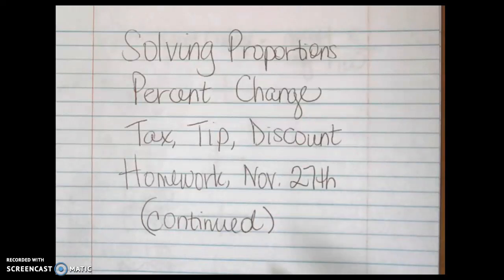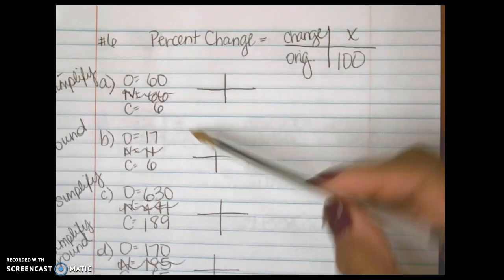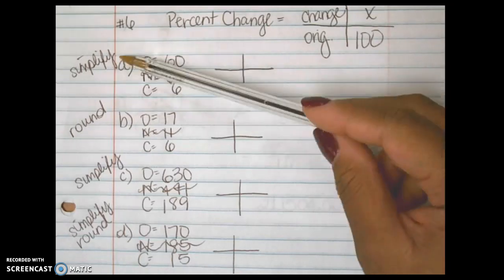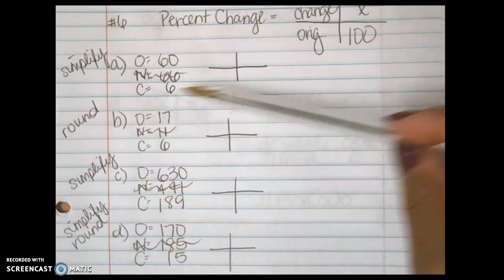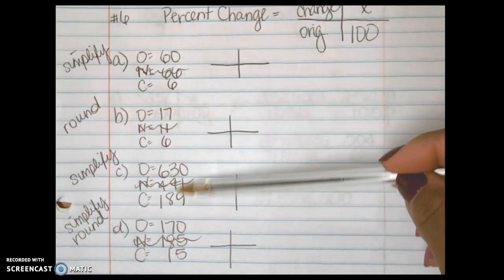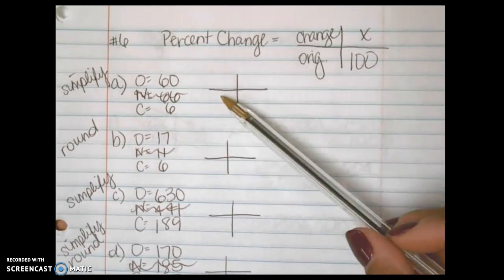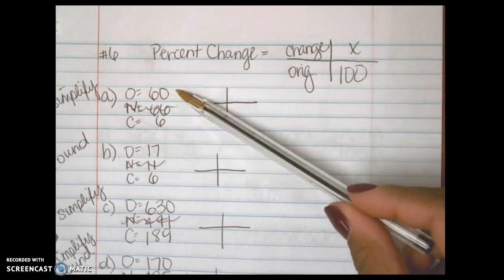Okay, so I'm continuing on tonight's work. I added a little suggestion for each one. Here I can simplify once I write my ratio. Here I can round after I cross multiply and divide, simplify and round. So my change goes over my original. So this will be 6 over 60.